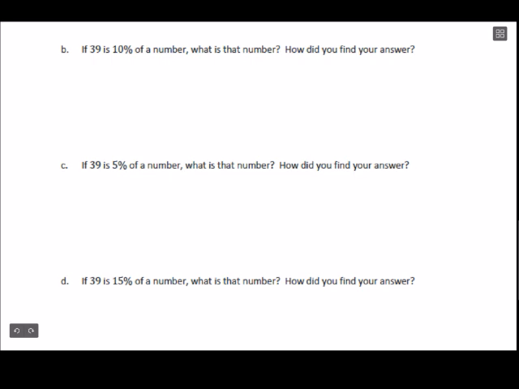What if we know that 39 is 10% of a number? So we take our 100% and divide it up into 10%. How many 10% are there in 100? There's 10 pieces. And this is the back of your percent diagram handout. If you need to see how many pieces, you can just count them up. You can look at your reference and count them up. So now, if I want to find 100%, I take 39 times 10 pieces, 390.